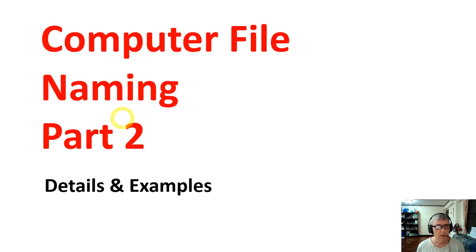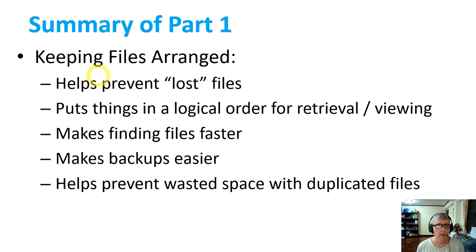Okay, let's get started. Summary of part 1, for those of you who didn't watch it: keeping files arranged helps prevent lost files. It keeps things in a logical order, makes it easier to retrieve things and to view things. It makes finding files a lot faster, it makes backups easier, and it helps prevent wasting space by having lots of duplicate files because you can't find the ones you're looking for, so you create new ones. Okay, so that's part 1.